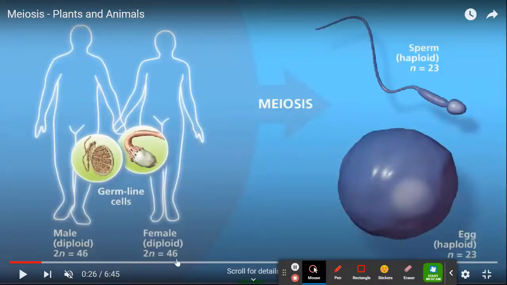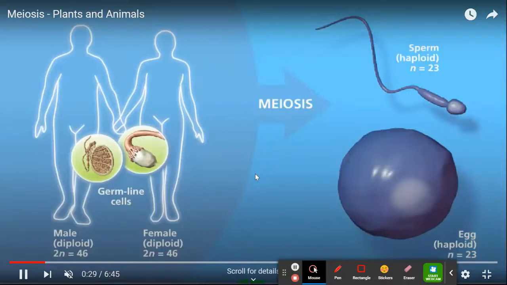The full set is 46. The half of the set is 23. So 23 chromosomes are coming from the sperm or male gamete or male haploid cell, and the other 23 chromosomes are coming from the female haploid cell or the egg cell.